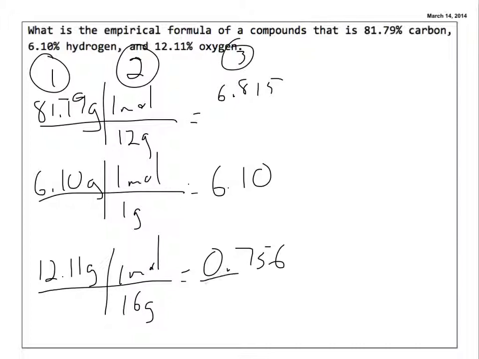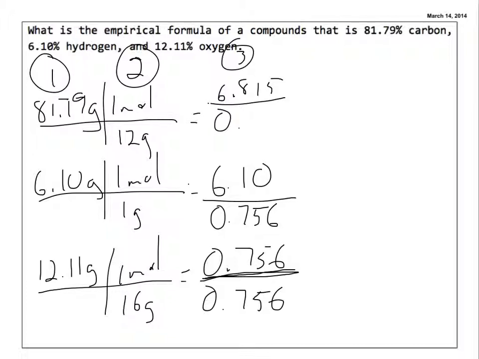So now in step 3, we're going to take all the numbers we got from step 2, find the smallest number, so that's down here, 0.756, and we divide every number we got from step 2 by the smallest answer, which is 0.756, 0.756, and 0.756. Divide all those out, and you get 3 new numbers, which hopefully are whole numbers. In this case they are. They're really close enough to round. 9 for carbon, 8 for hydrogen, and 1 for oxygen.